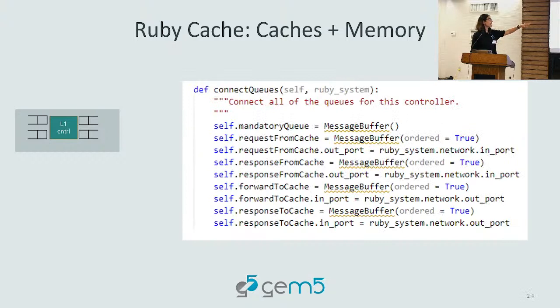So just forget about the queue for now. What you do is create and connect this message buffer to your Ruby system, basically connecting your configuration files to this port of this L1 cache controller.